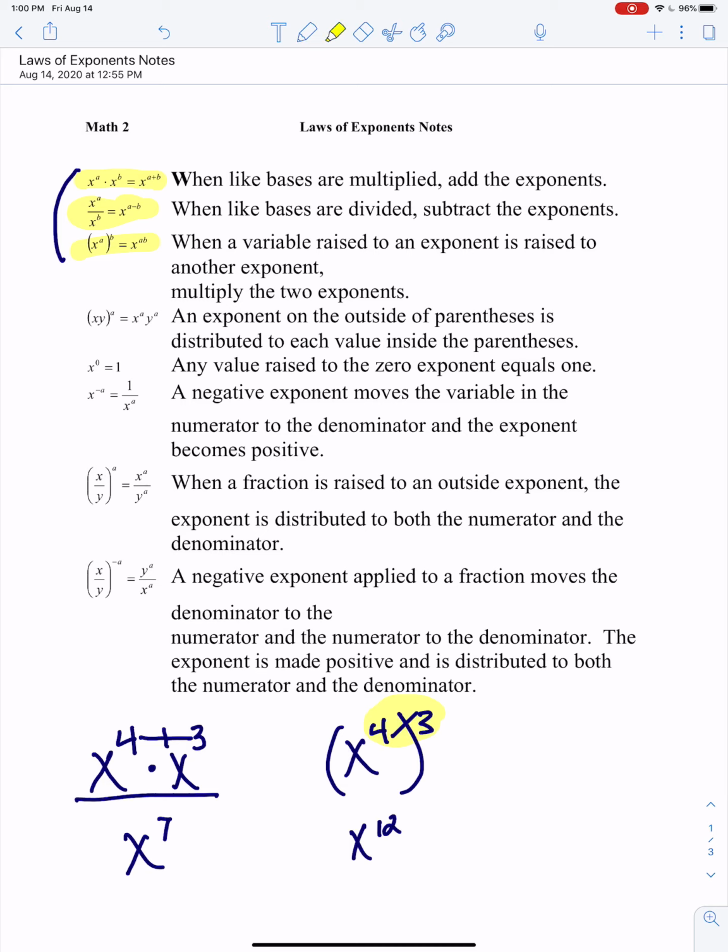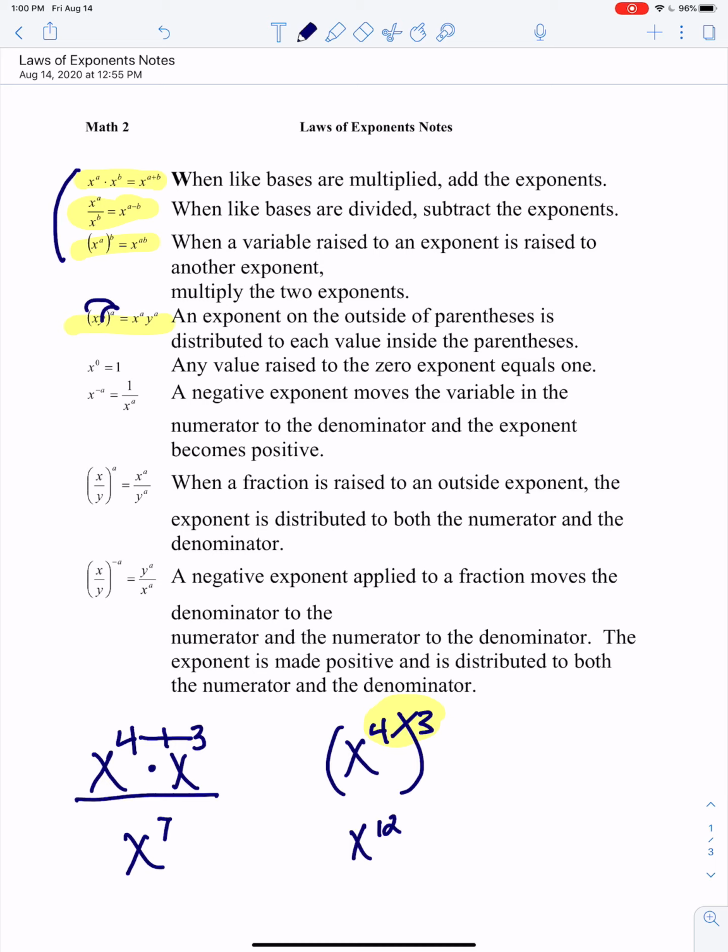An exponent outside the parentheses is distributed to each value in the parentheses. So if it's on the outside, it's going to go to both. So you would take this a, and it's going to go to the x, and it's going to go to the y. All right, any power to 0 is always going to be 1. Negative exponents, you always move them.